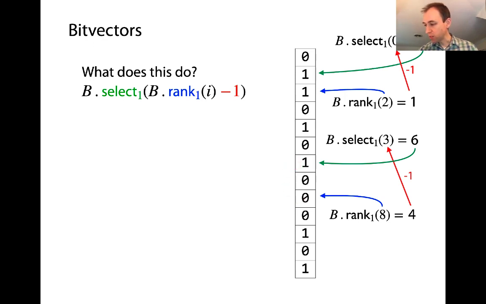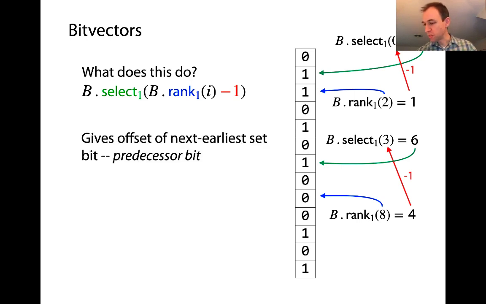In this case we went right back to 1. In this case we went up to 6. It's like what it's saying is, give me the next set bit at this position or earlier. Okay? It's what's sometimes called a predecessor query, or it's a version of a predecessor query. So give me the offset of the next earliest set bit, which might be at the same position.